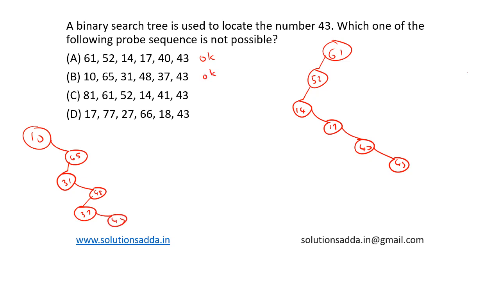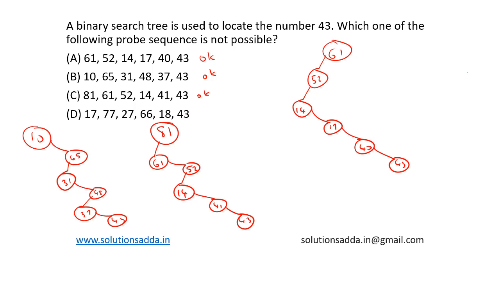Next see option C. We have 81. 81 is greater than 43, so next should be to the left. We have 61. 61 is greater than 43, so we should move to the left. As we have 52, it is okay. 52 is greater than 43, we should move left. Since we have 14, it is also okay. 14 is less than 43, so we should move to the right. We have 41 here. So that is possible. 41 is less than 43, so we should move to the right. We have 43 here. So this is also okay.